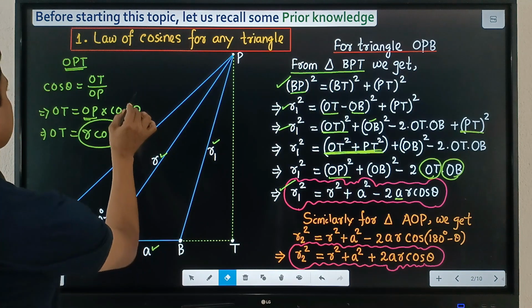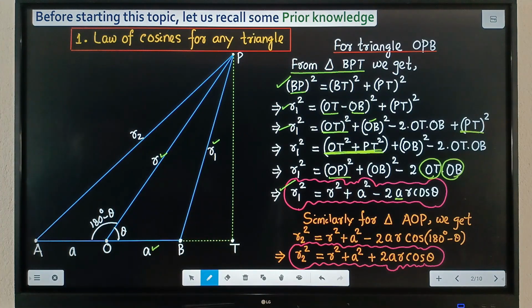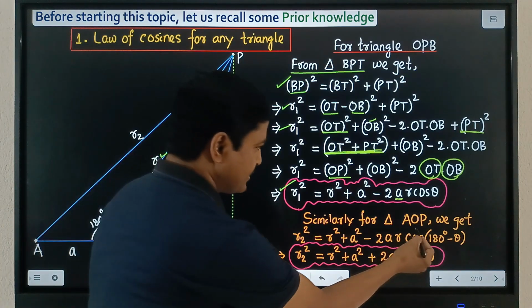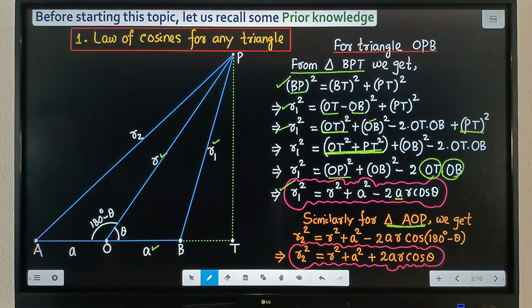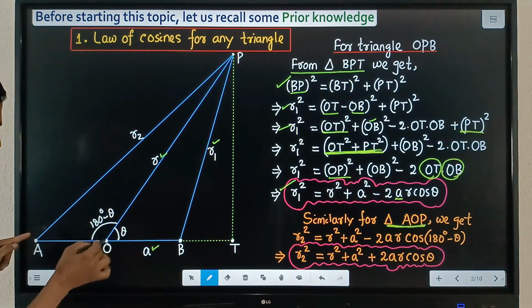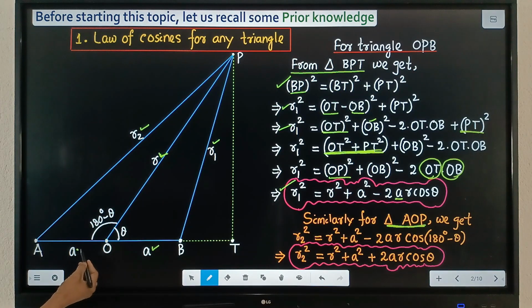Similarly, look at the figure. Here another triangle is there, the second triangle. That is the AOP triangle. Here also we apply the law of cosine for this triangle. In the AOP triangle, one side is R2, another side is R, and the third side is A.